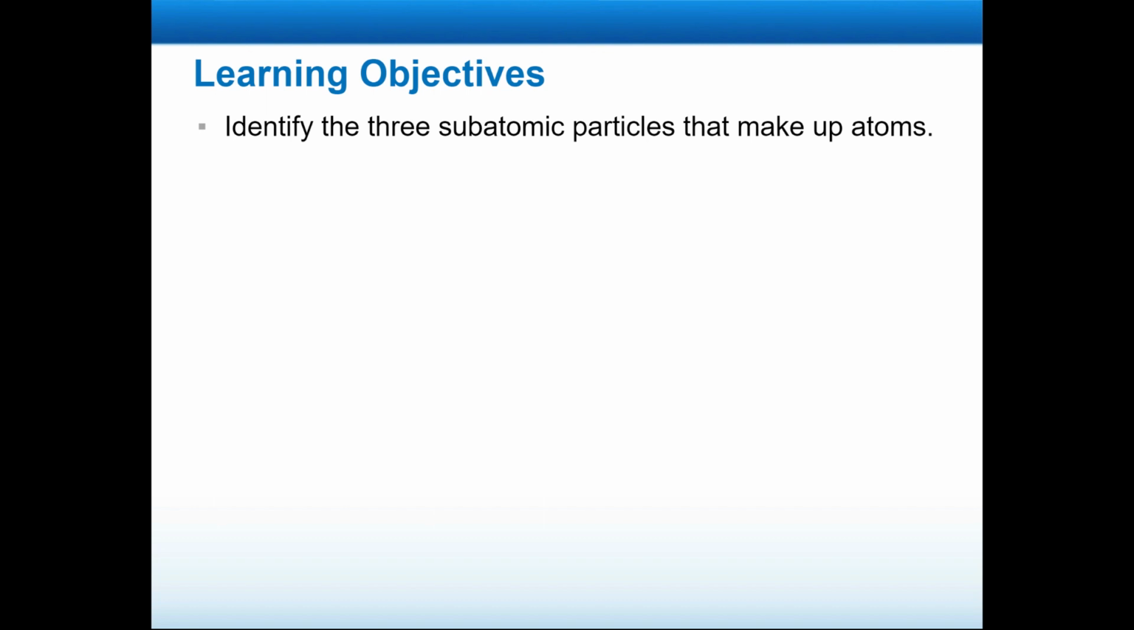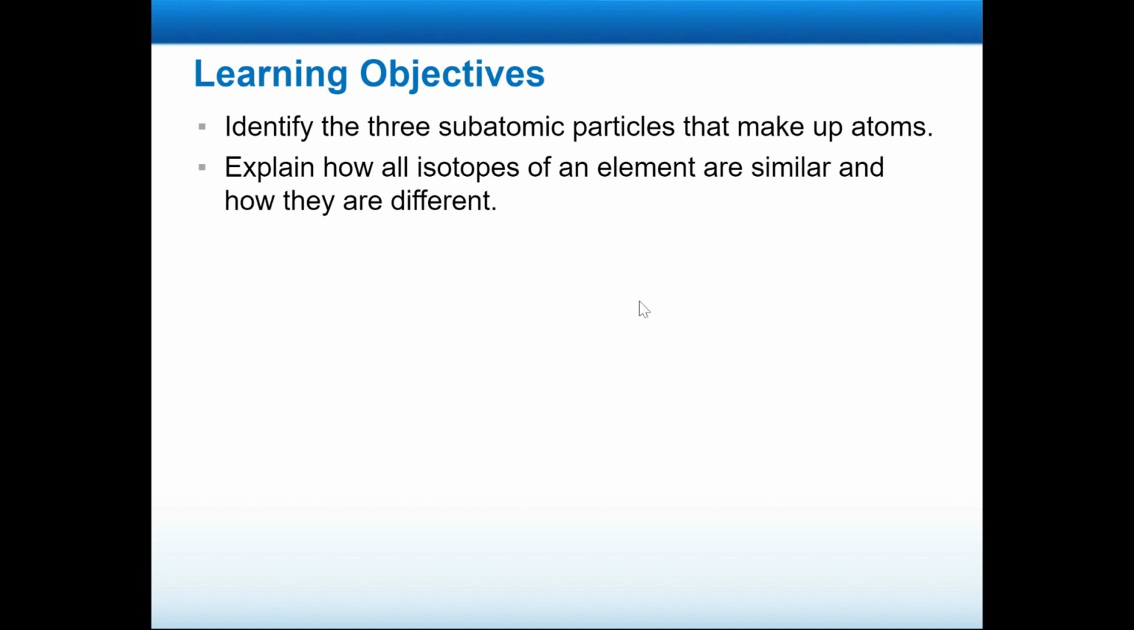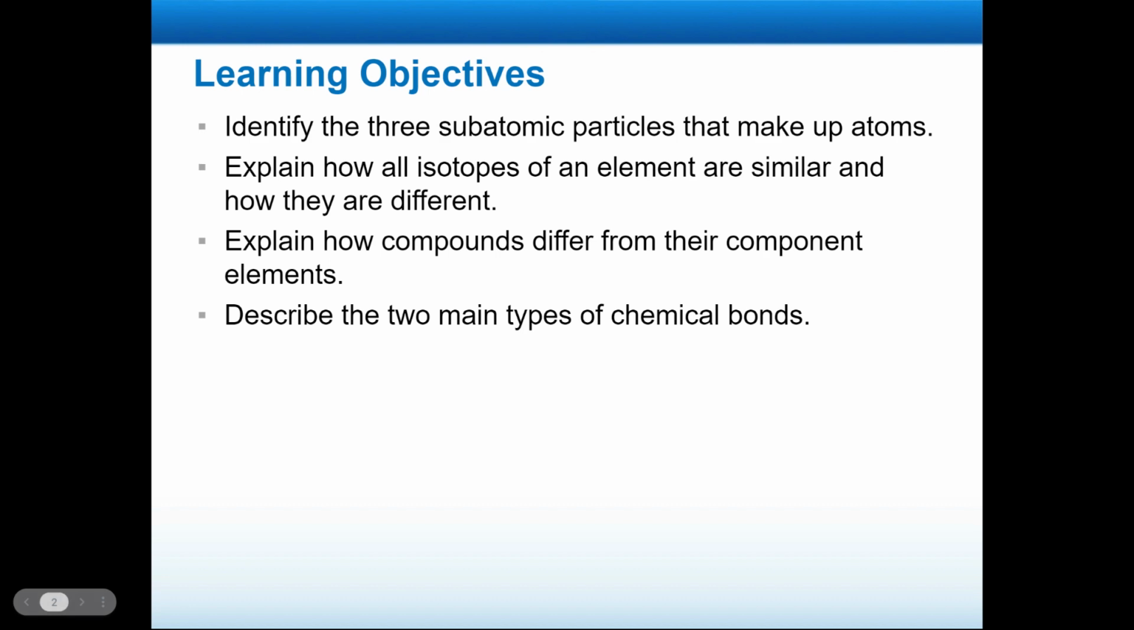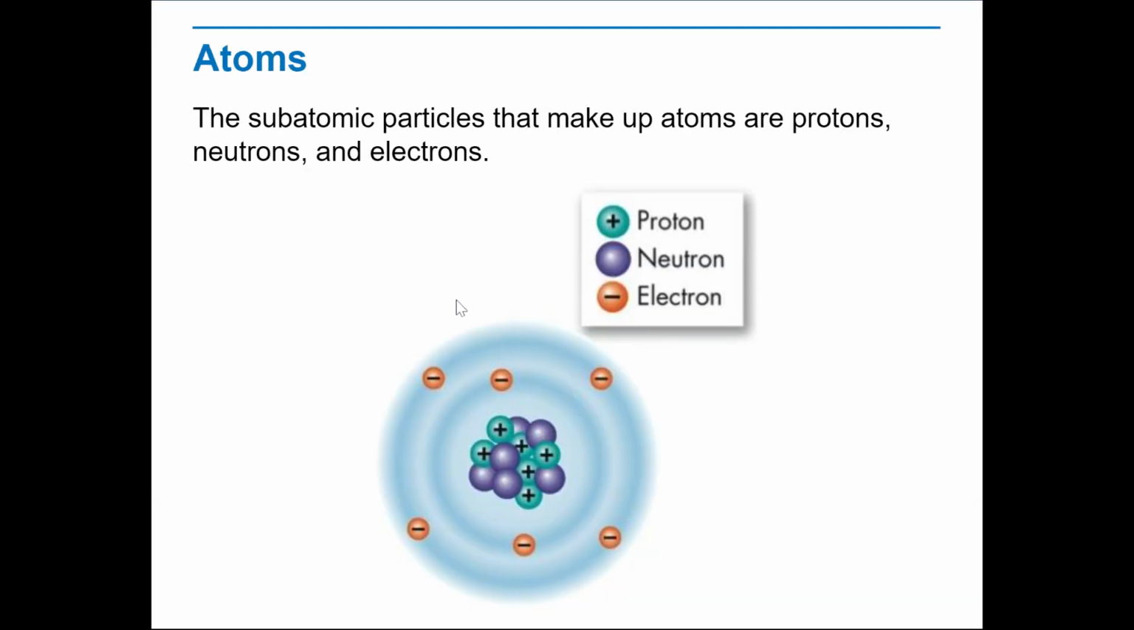So as we look forward here, our learning objectives for this section. First, identify the three subatomic particles that make up atoms. Then explain how all isotopes of an element are similar and how they are different. Explain how compounds differ from their component elements. We'll take a look at a few different compounds. And lastly, describe the two main types of chemical bonds. There's three kinds that we talk about in future science, but for right now, we're just going to dive into two of them. So to begin with, we have our good old atom.